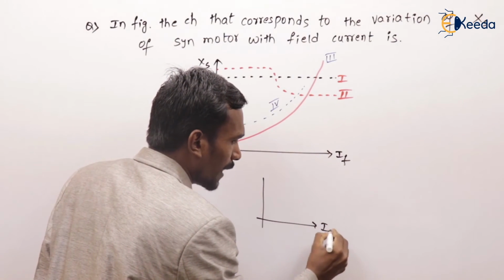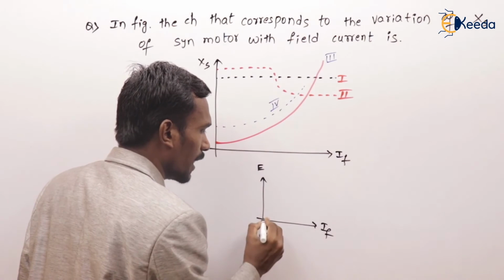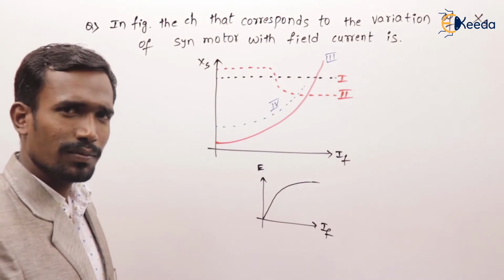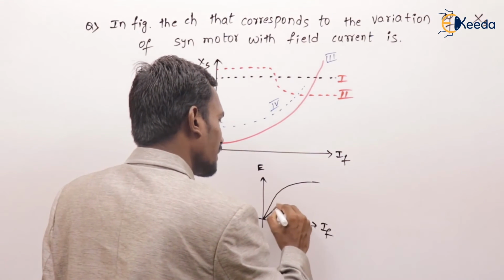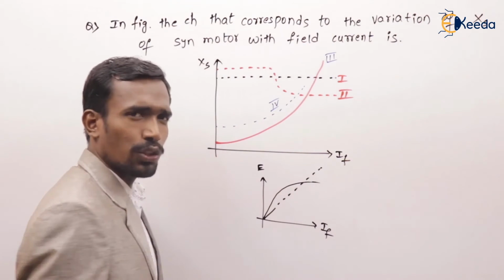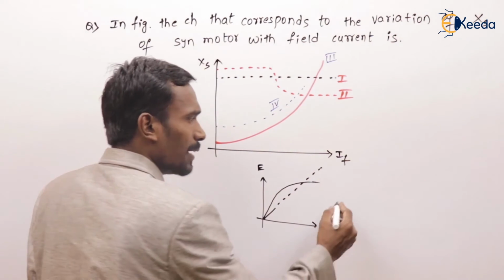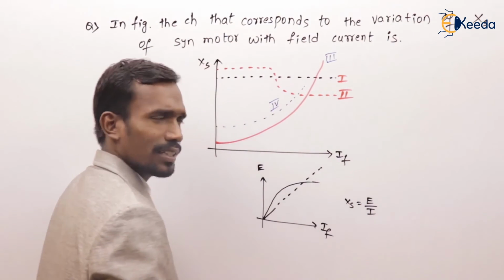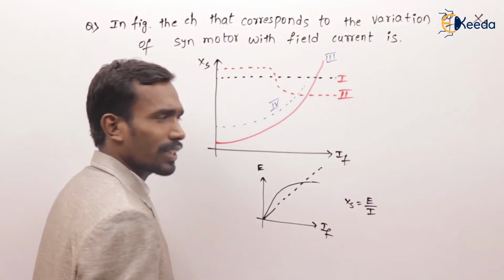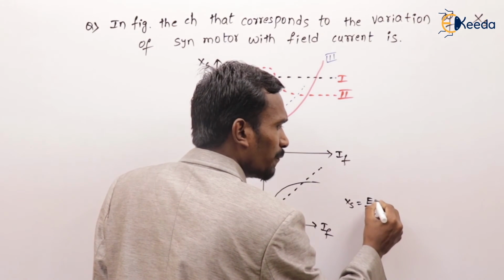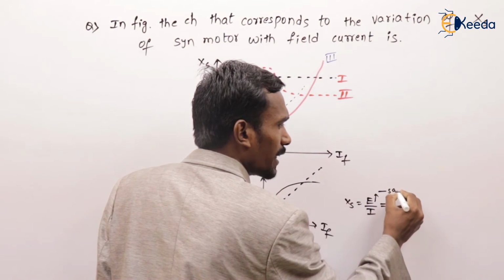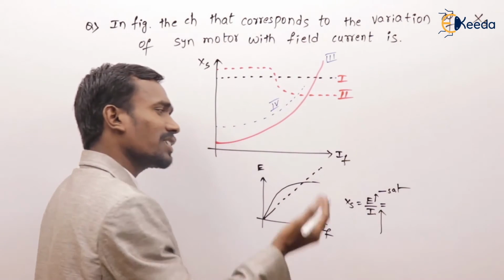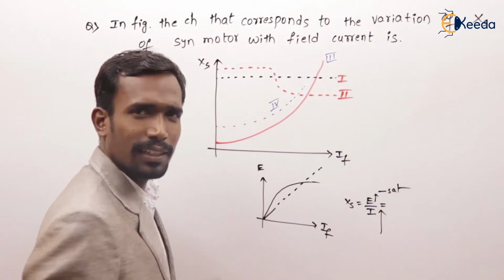Generally, when field current increases, the EMF also increases, but it saturates. When field current increases, the armature current increases continuously. The excess is equal to E by IA, EMF by armature current. Simply, the EMF increases, but after that it saturates, while my armature current is always increasing linearly.